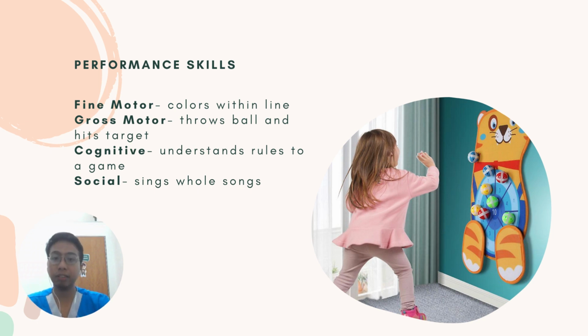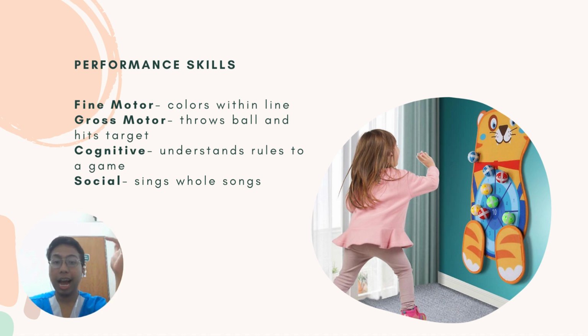When it comes to performance skills for 4 to 5 years, you can see the fine motor. Last time they precisely used a tripod grasp on the pencil. Now they can color within the line, and then the gross motor throws a ball and hits a target. So the hand manipulation and wrist manipulation is getting better.